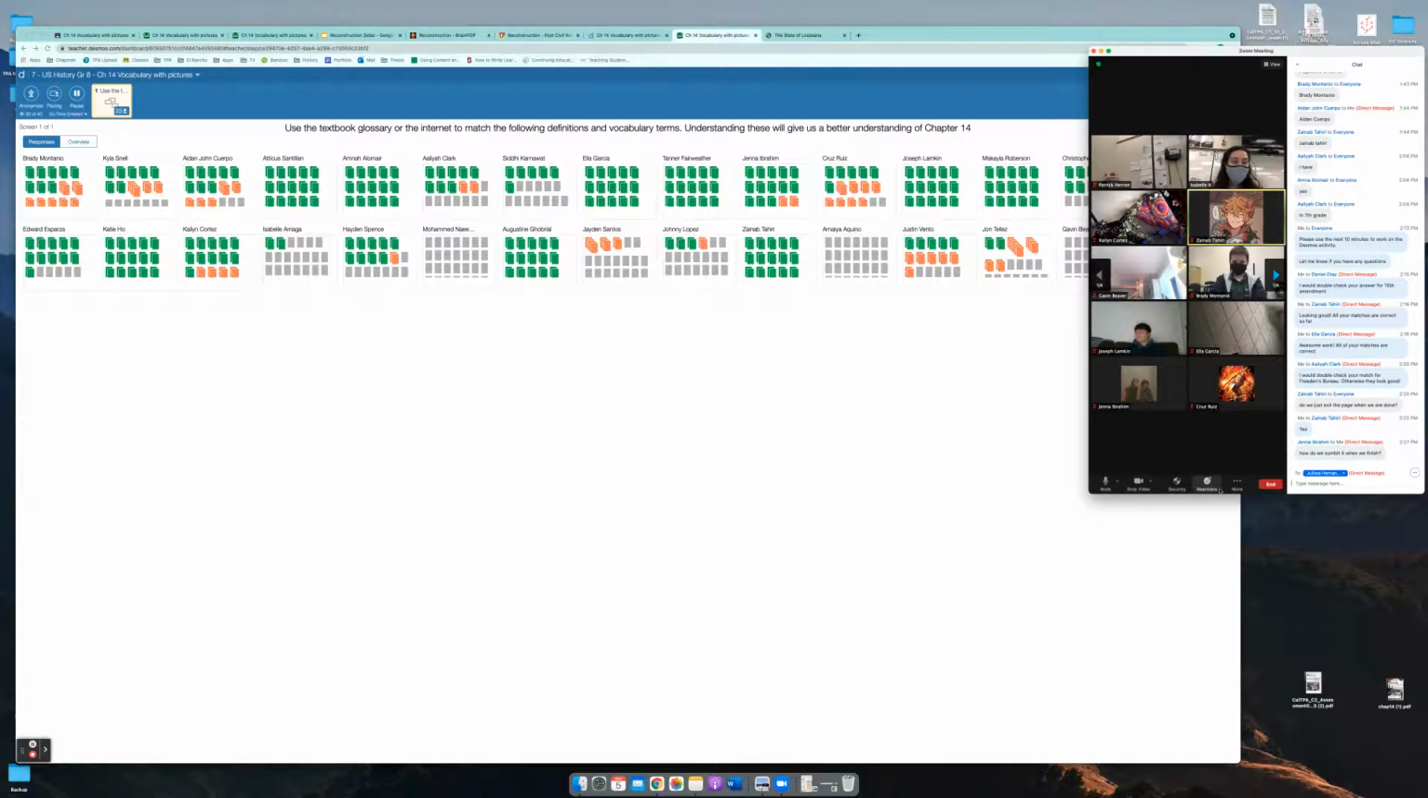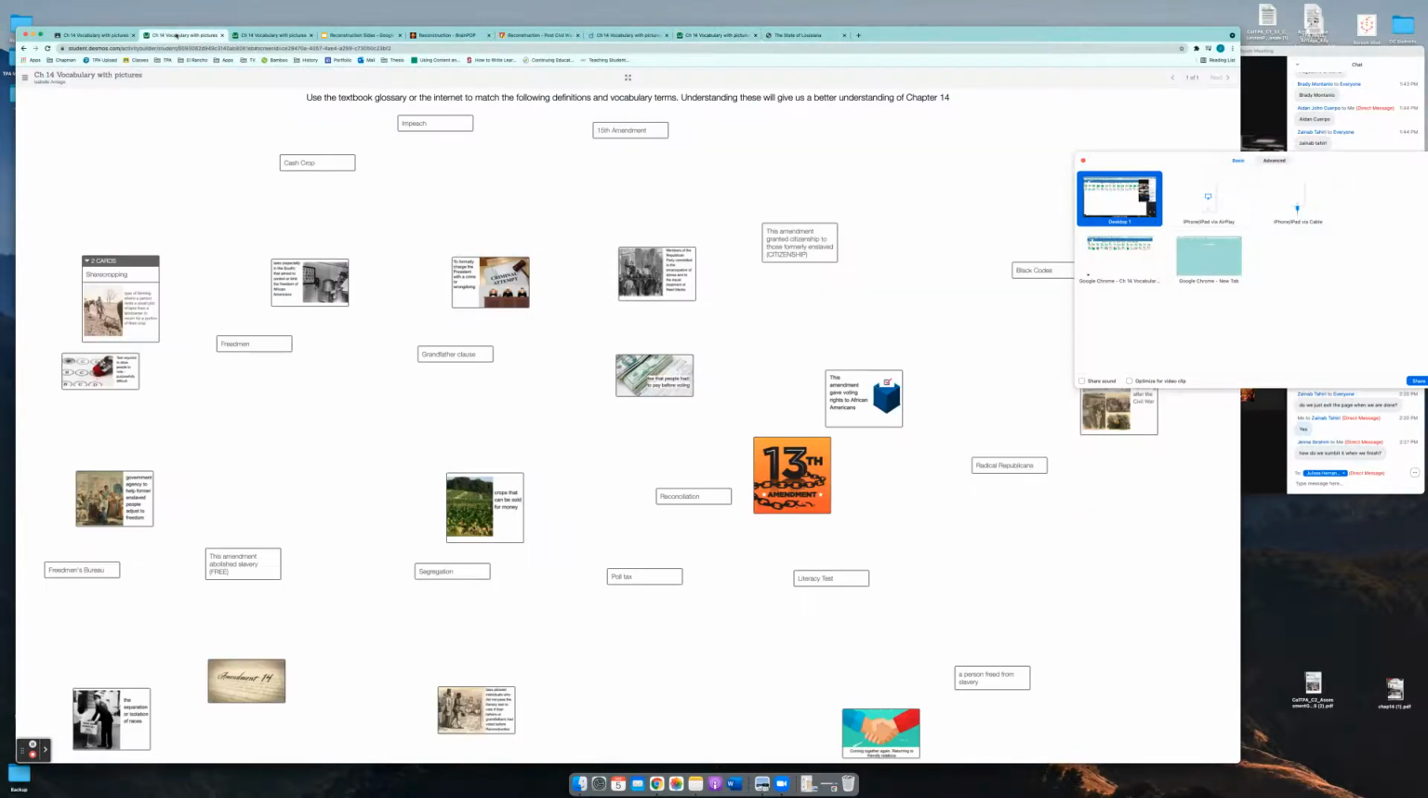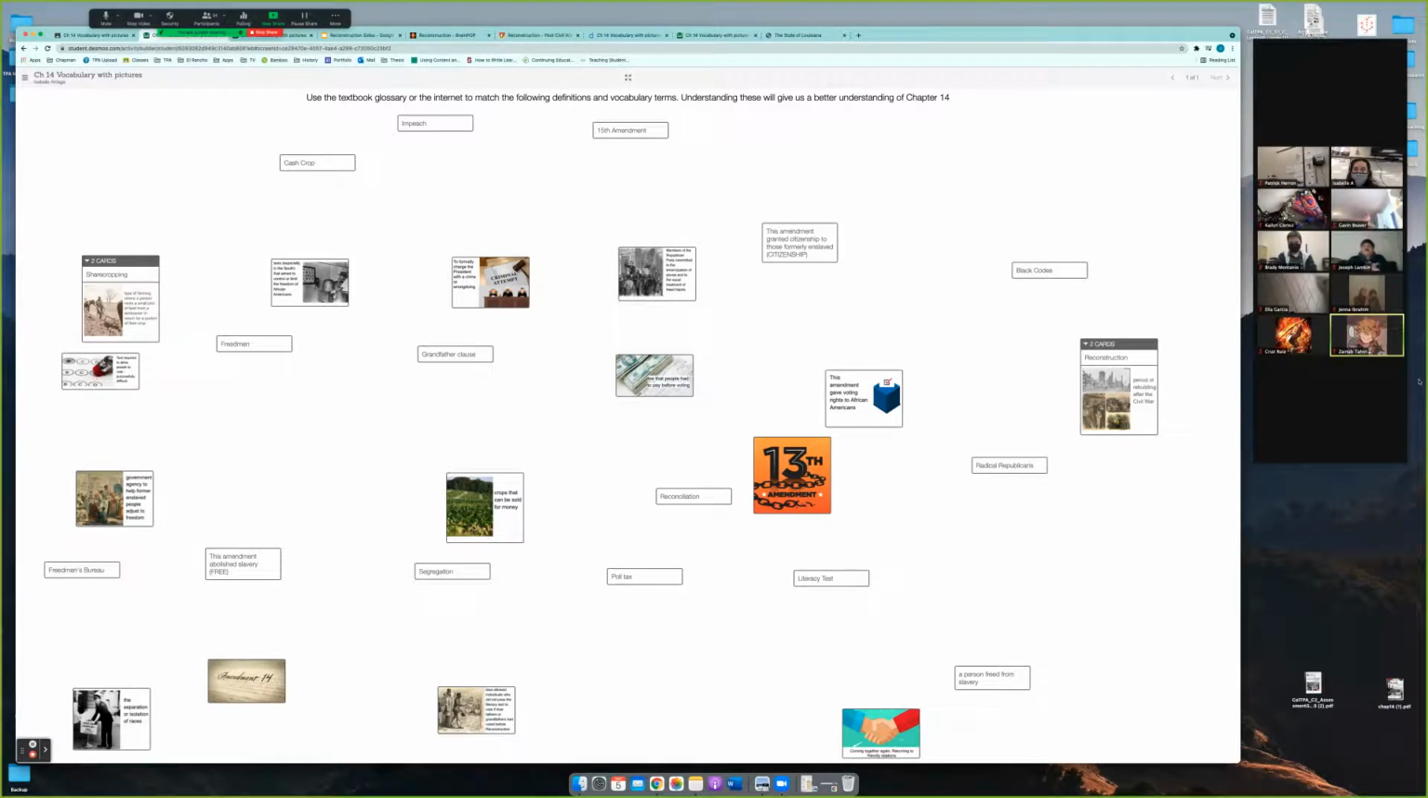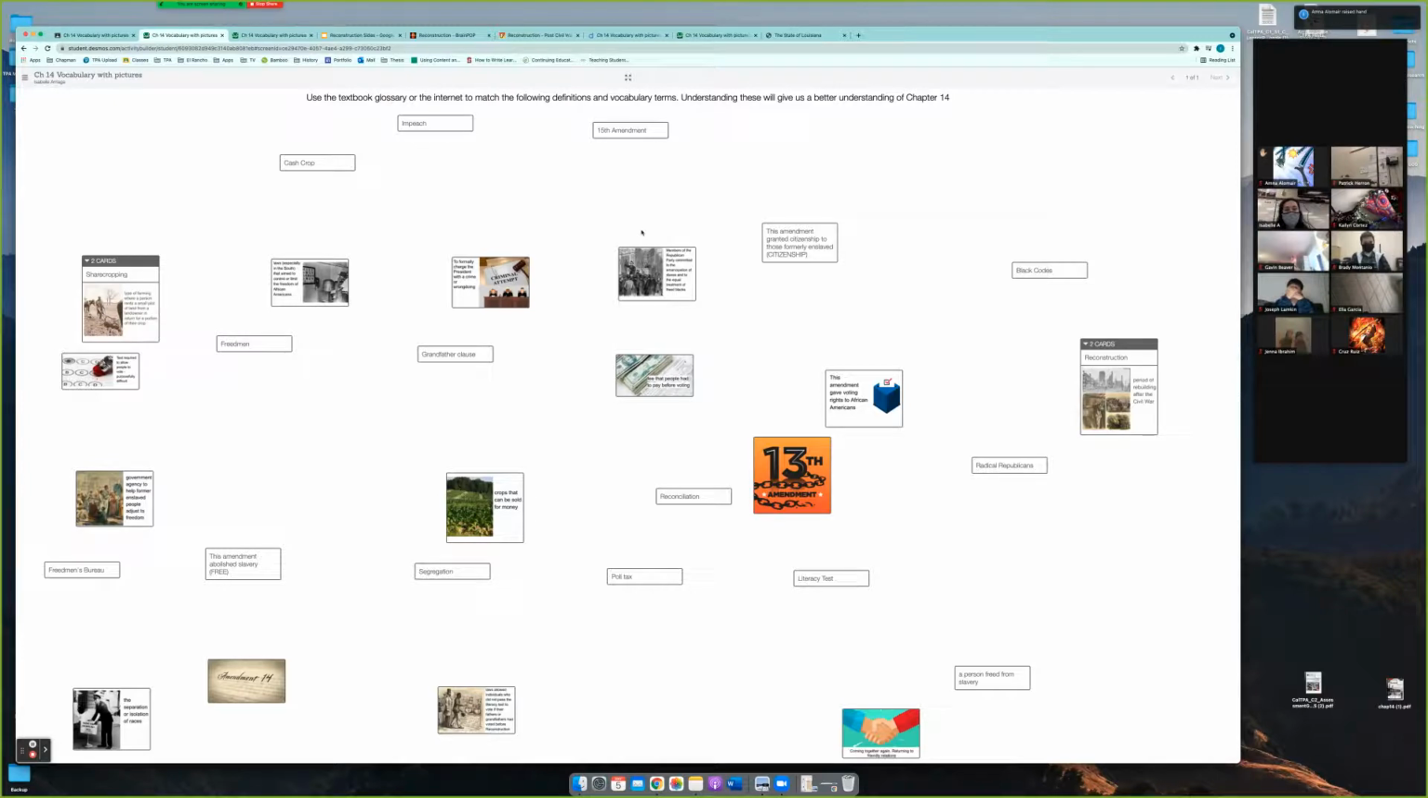Okay, so let's go over a couple as a class real quick. So I'm going to go back to the one that we started earlier, right? We looked at Reconstruction and sharecropping, okay? So who thinks they know what the 13th Amendment did? Edward, what did the 13th Amendment do? Perfect. The 13th Amendment abolishes slavery, okay? This amendment abolished slavery, making enslaved people free. Perfect. So it's matched, and we can push it to the side.